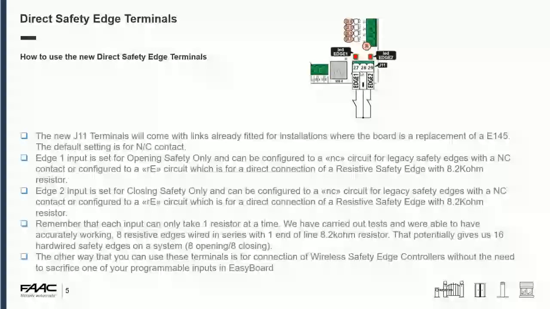The other way that you can use these terminals as well is for the connection of wireless safety edge controllers, without needing to change one of the other inputs, because normally you change the opening safety input, the closing safety input or a stop circuit to a safety edge circuit. So you can do safety edges and photocells separate from each other. Because we now have these inputs, if used normally closed, you can still do the category 2 failsafe checking on them.